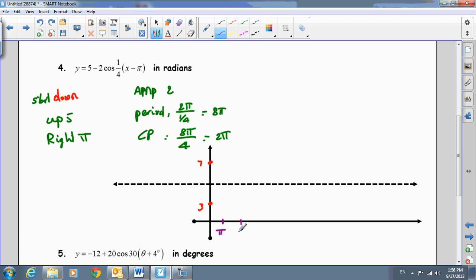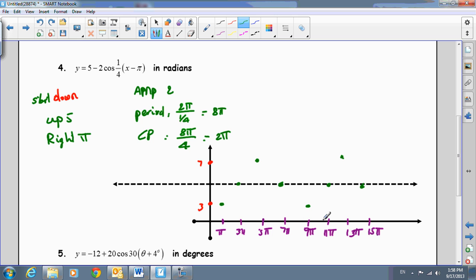After pi, the next one is 3 pi, followed by 5 pi, 7 pi, 9 pi, 11 pi, 13 pi, 15 pi, and you can keep going on and on. I'll stop at 15. We say that we will be starting down. To start down, it means I'm starting somewhere here at pi. From here, I can now start down, middle, up, middle, down, middle, up, and middle.